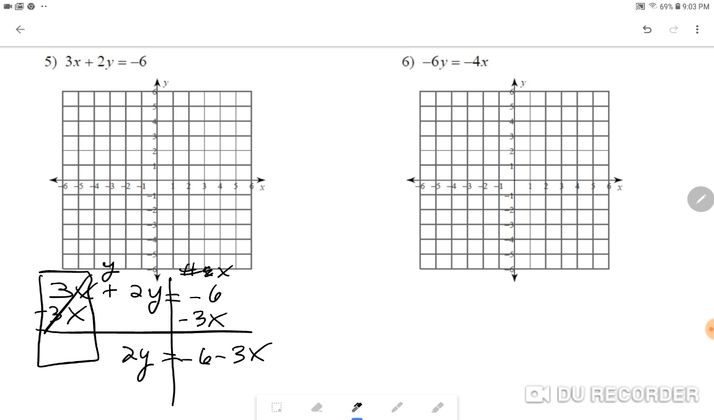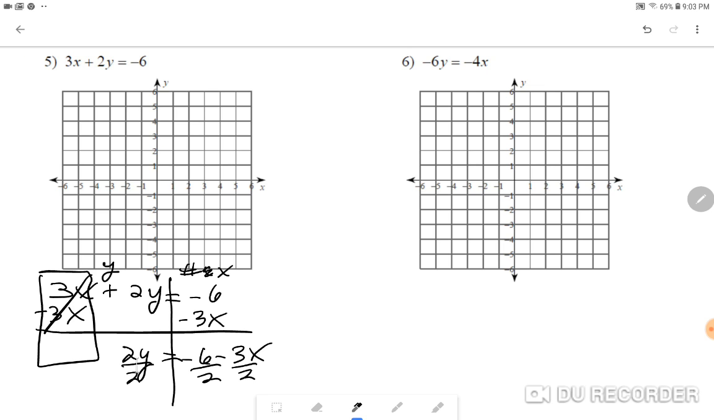So there you have it. I separate the y's and numbers and x's. Y's on the left, numbers and x's on the right. Now get the y by itself. And to get the y by itself, we divide by 2. Do the same to the other side, divide by 2, divide by 2.